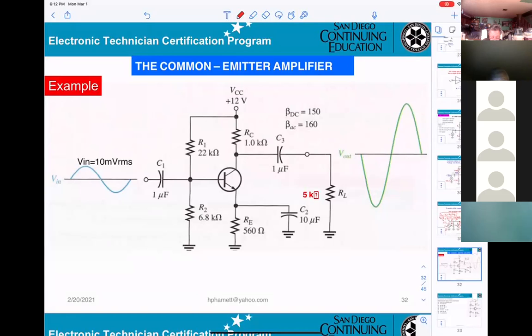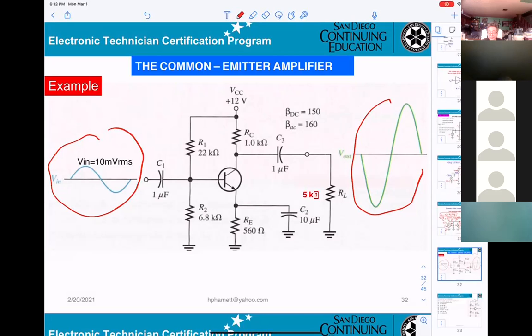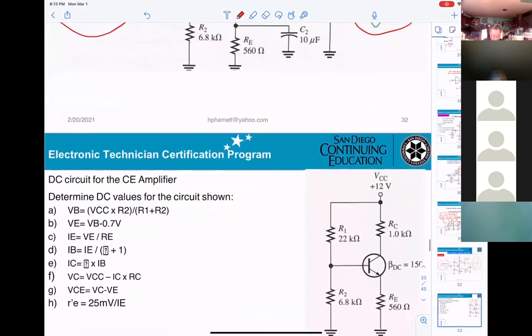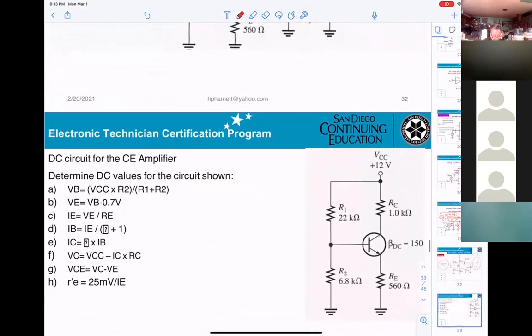now, you see on this circuitry, they give you beta DC 150, beta AC 160. And this is the input here, 10 millivolt RMS. And this is the output. First thing you can see, the input and the output will be 180 degrees out of phase, right? Opposite, okay? Let's see what they want. Input is RMS and the output is peak to peak. Okay.